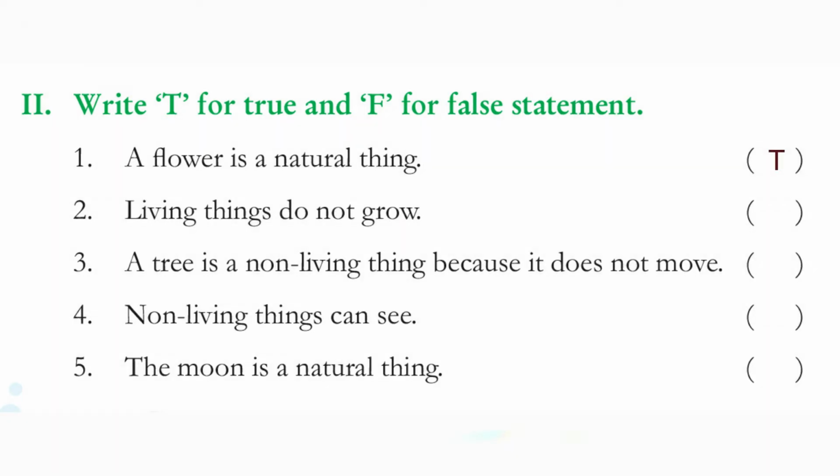Second one, living things do not grow. Do living things grow? They grow, right? So this is a false statement. So you have to write F in the bracket. In the same way, you go ahead and fill up the rest of the true or false. Now let's move on to the next activity.